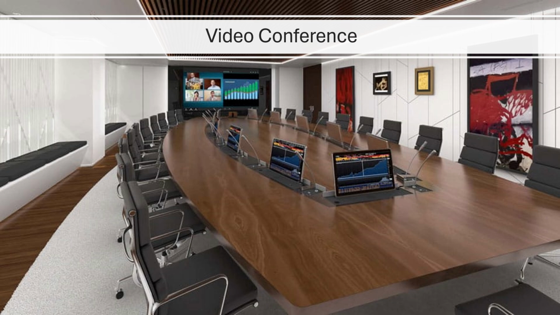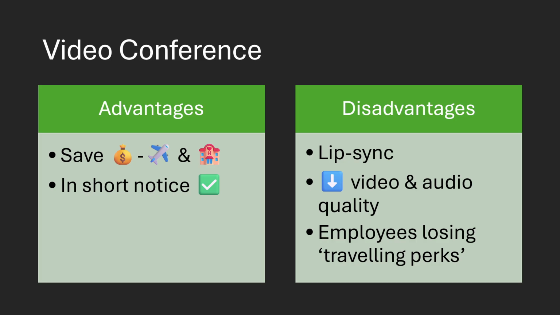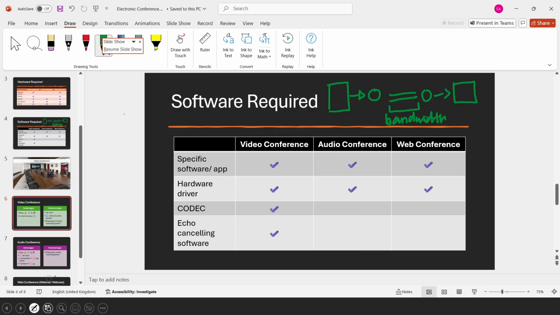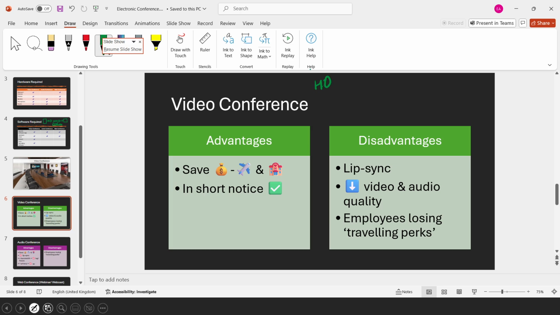Okay, now we're going to see the advantages and disadvantages. One of the advantages is you can save money, because let's say the HQ is in KL, and you have a branch in Australia, so I put here Sydney.